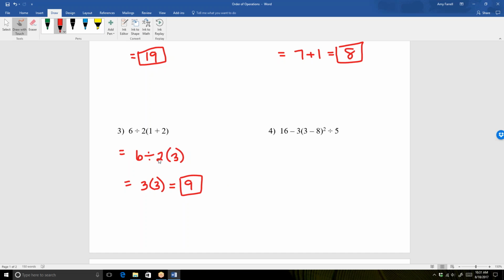Also just want to point out that you probably know this, but this operation here is multiplication. Even though we don't see a multiplication symbol, when we have a number followed by parentheses, it's assumed to be multiplication.